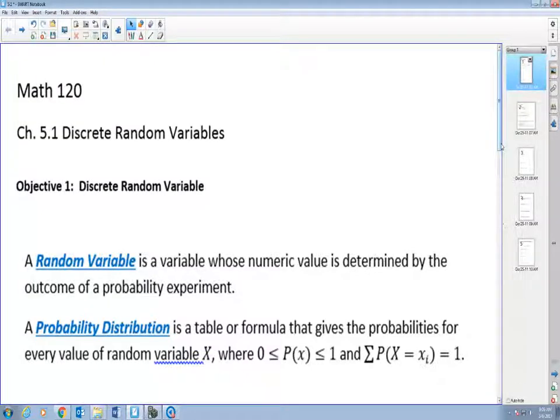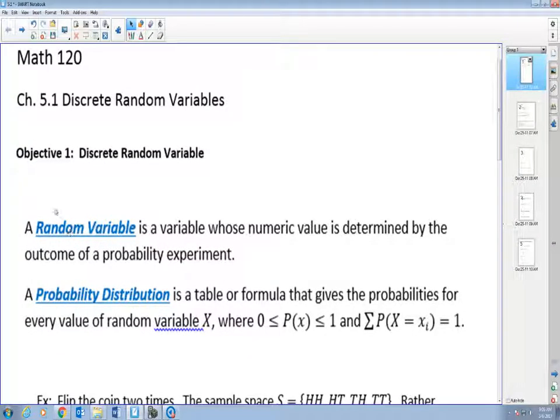In this lecture video, we're going to talk about Chapter 5.1, something called a discrete random variable. Alright. By definition, what is a random variable? A random variable is referring to a variable whose numerical value is determined by the outcome of a probability experiment.